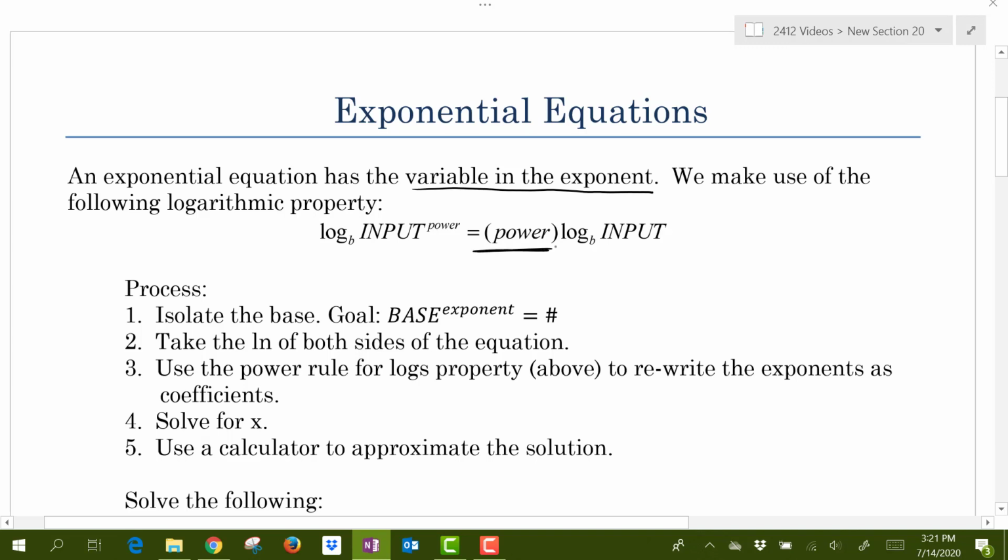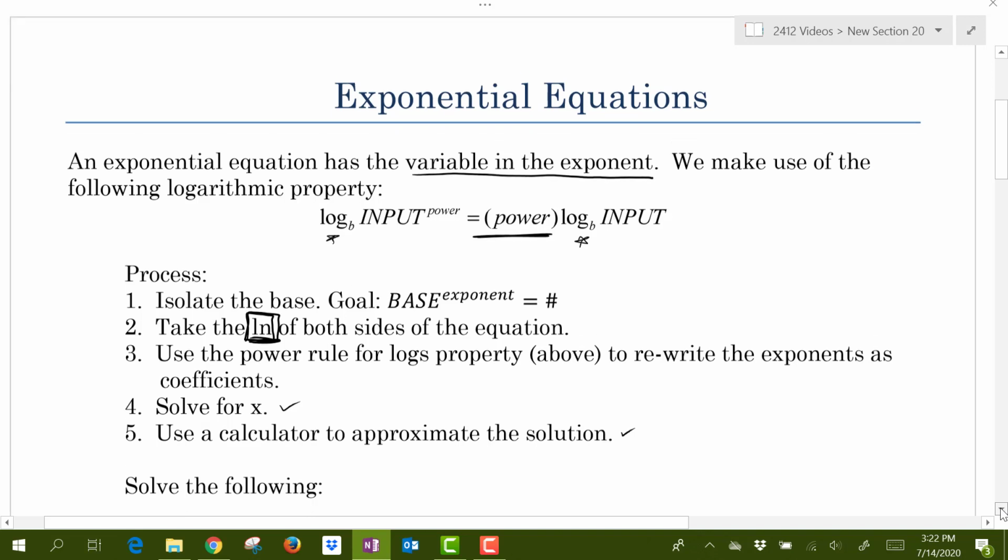So our steps are going to be to isolate the base. We're going to rewrite the equation so that we have the base by itself on one side with the exponent and then a number on the other side. Then we're going to take the natural log of both sides of the equation. So I'm going to ask that you use ln and not some other log. We're going to apply that to both sides of the equation because when we have a log, then we're allowed to use the power rule for logs. So then we'll use the power rule, and then we'll solve for x, and then we'll use a calculator to approximate our solution. We are still looking for the exact value and also the approximation.